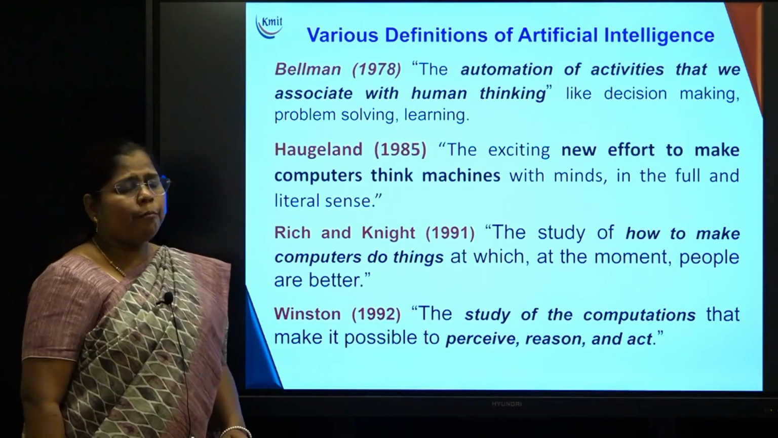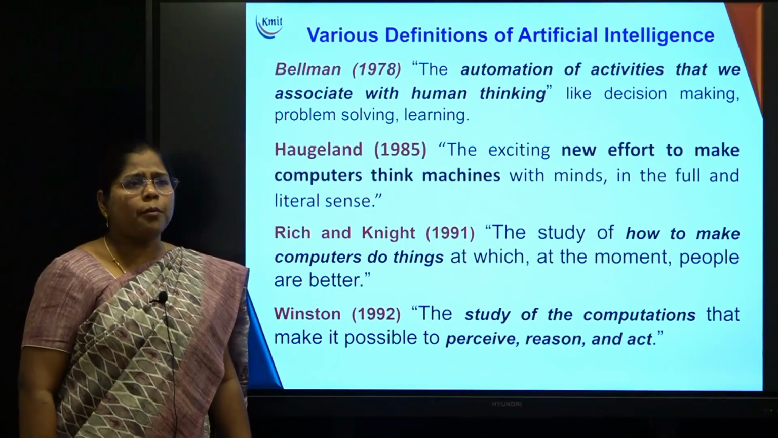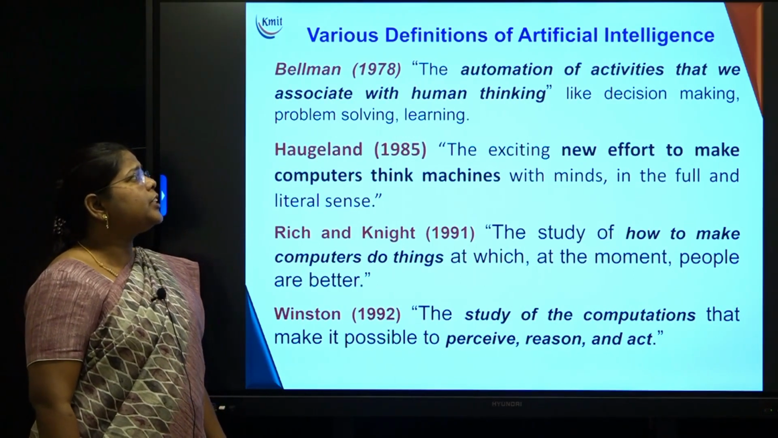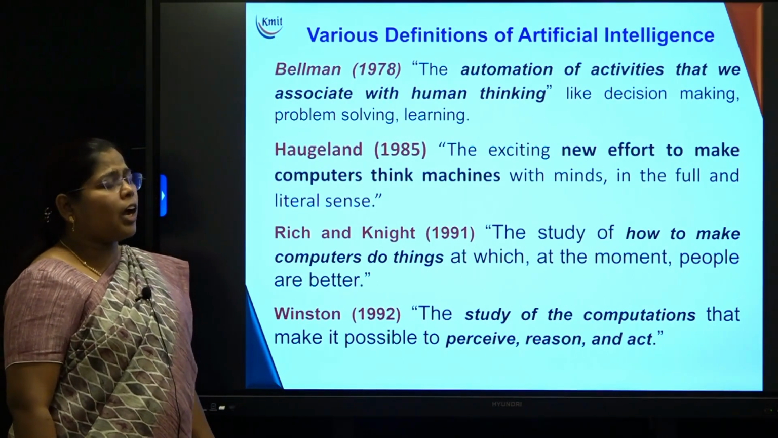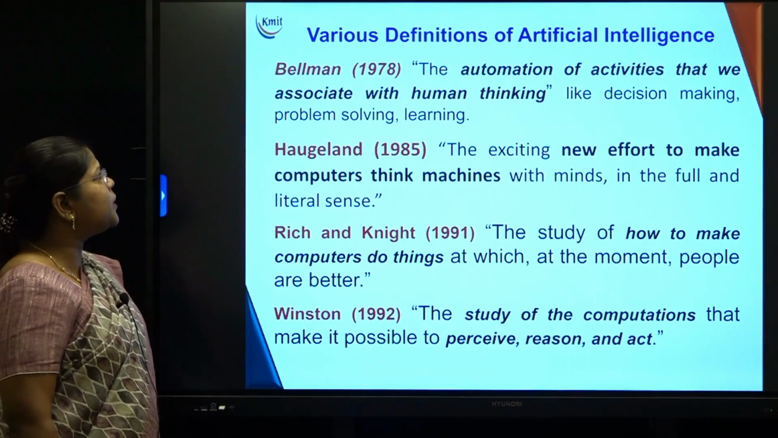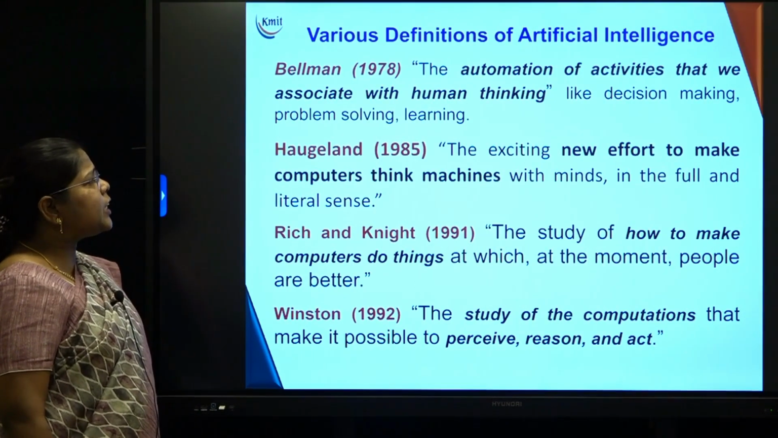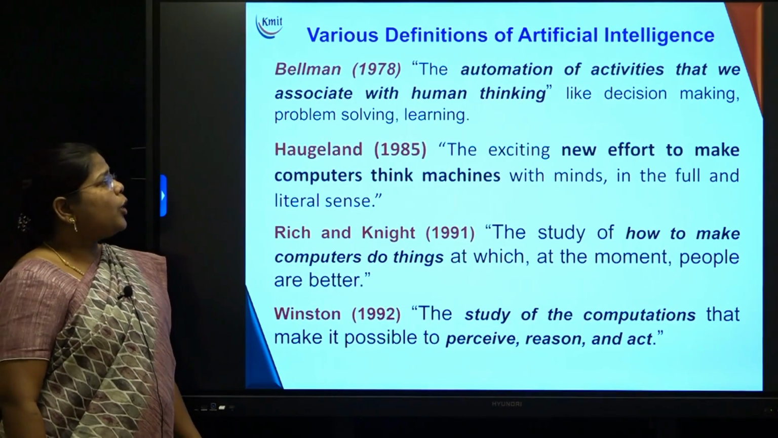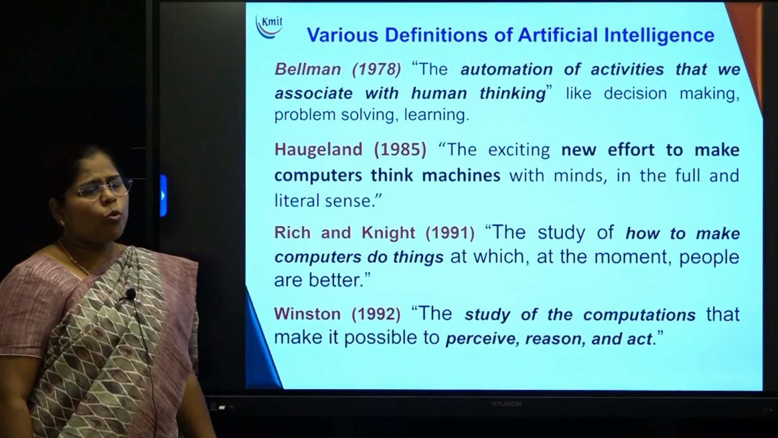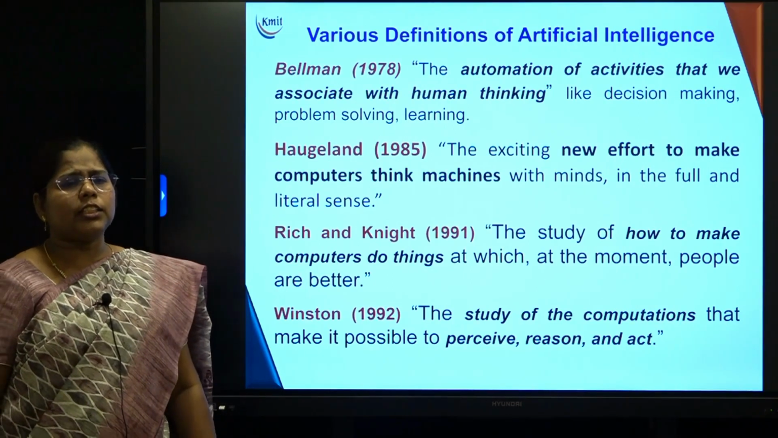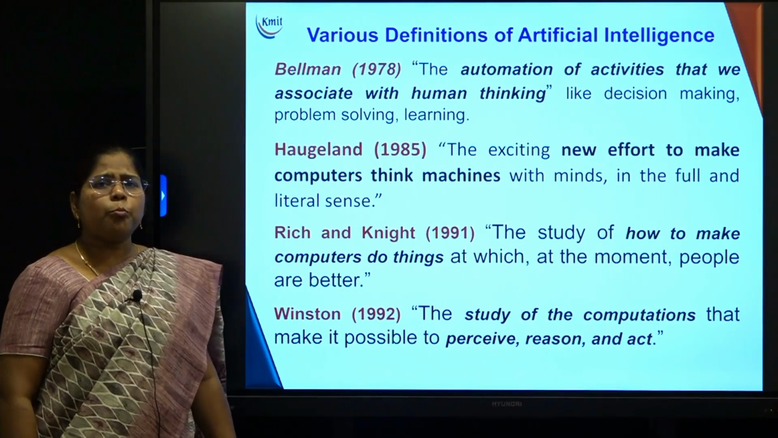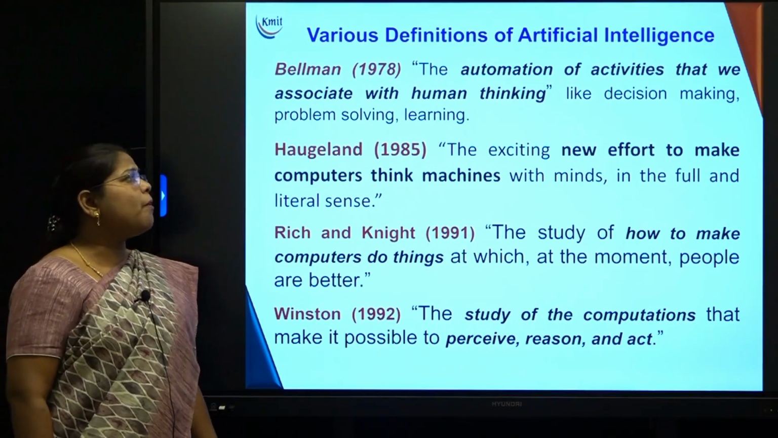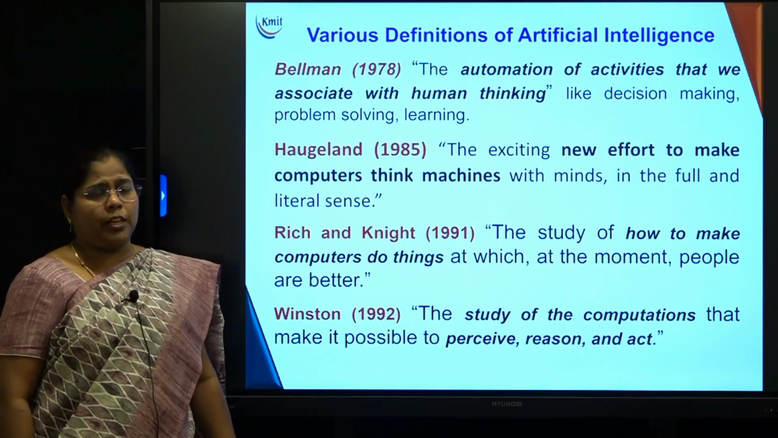Many researchers and scientists have defined artificial intelligence. First, in 1978, a person called Bellman said it is the automation of activities that we associate with human thinking. Now, in an intelligent system, we always need an automation that can make decisions or solve a problem, or that can learn something.